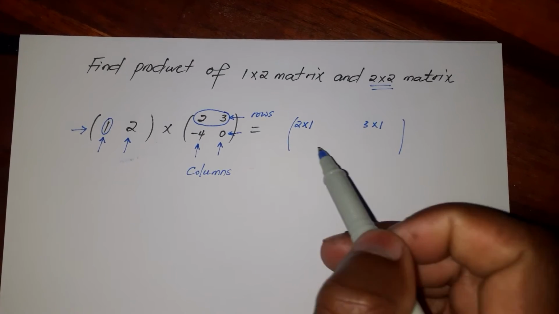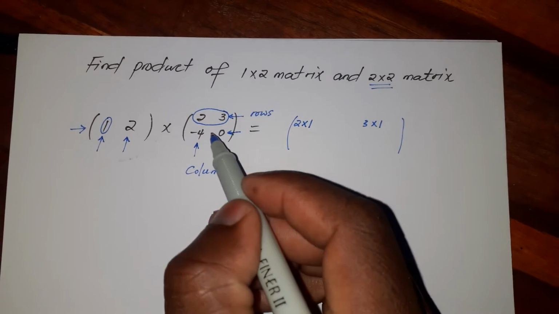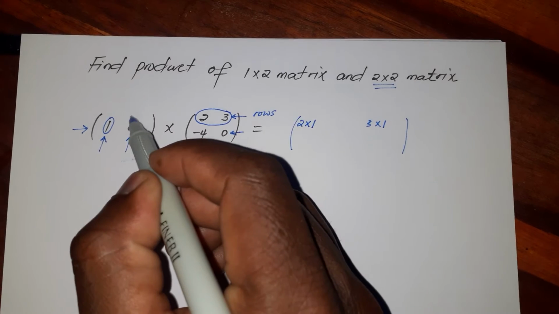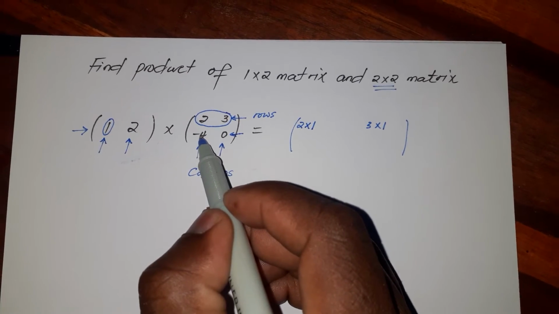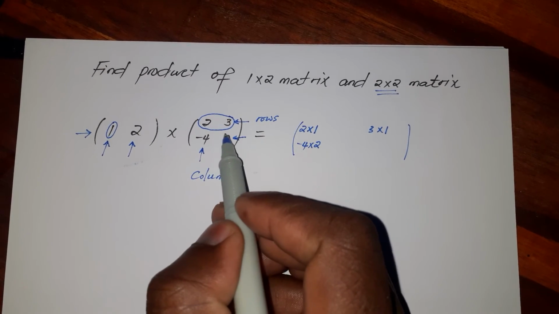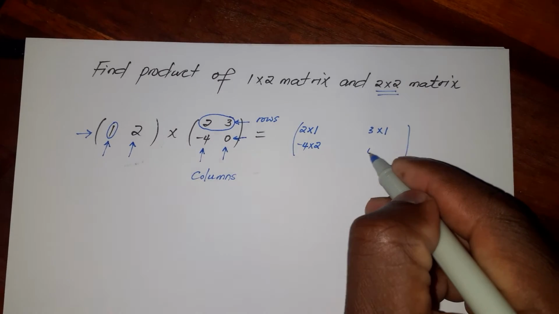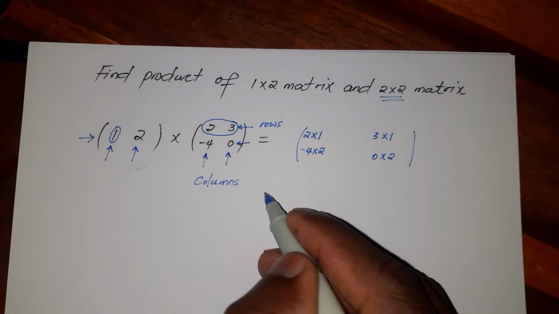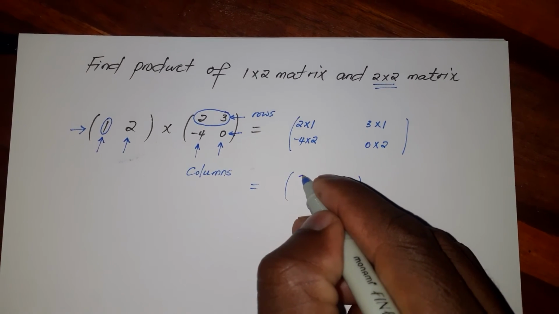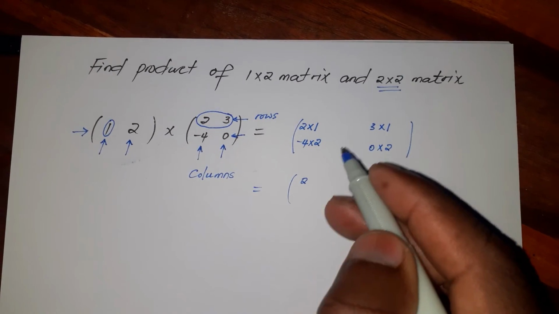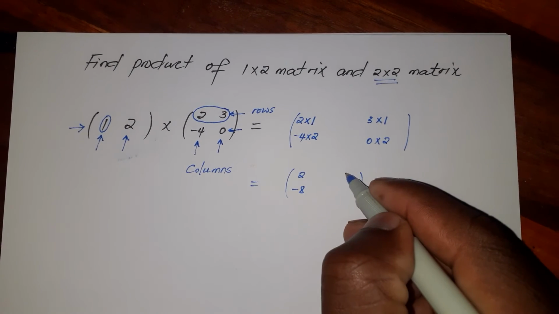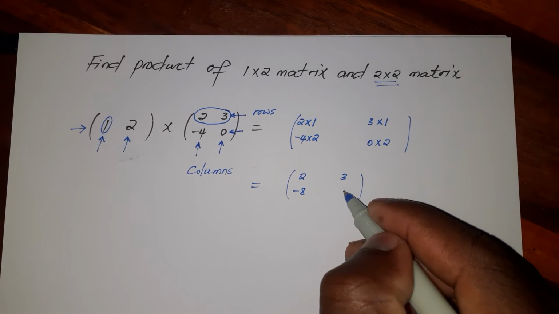Now let's look at the second row. We are now going to multiply this row by this column. -4 times +2 and 0 times +2. Two times 1 is 2. -4 times 2 is -8. And 3 times 1 is 3. 0 times 2 is 0.